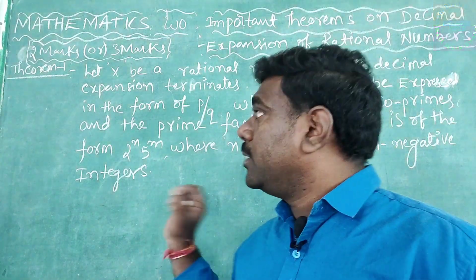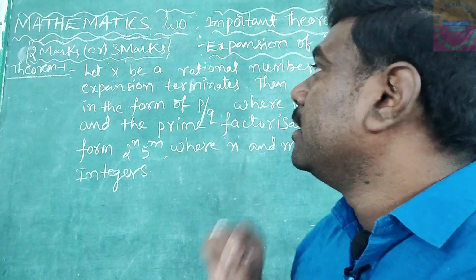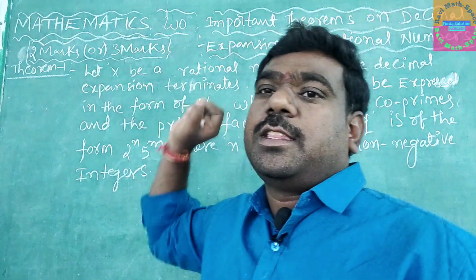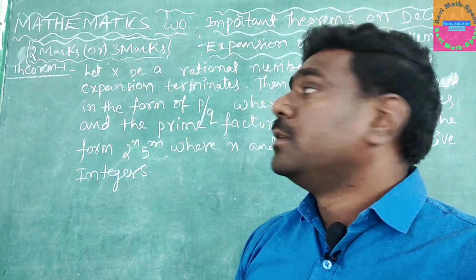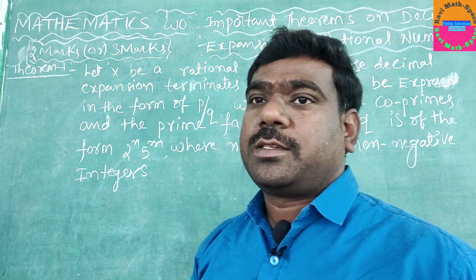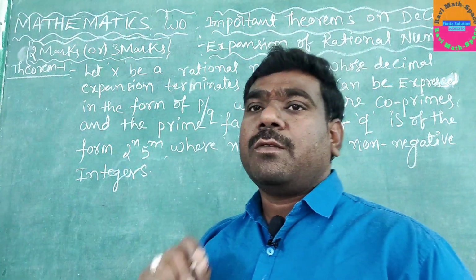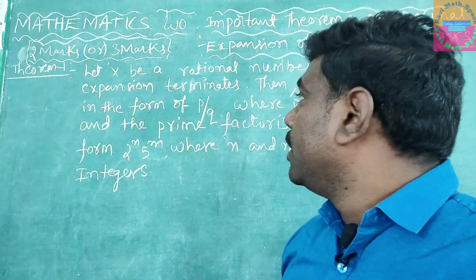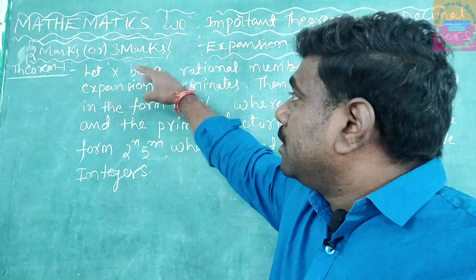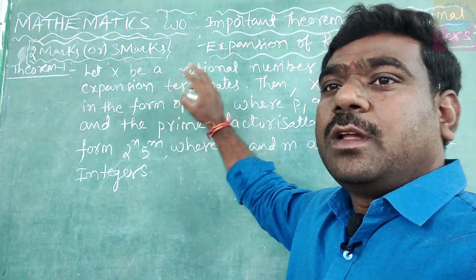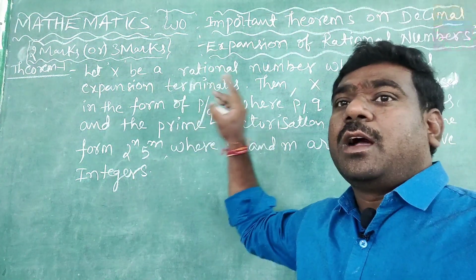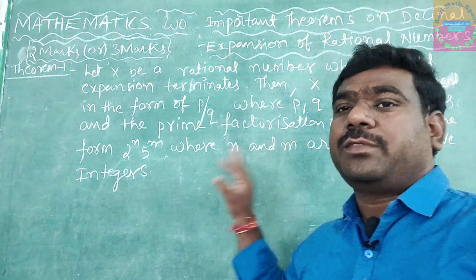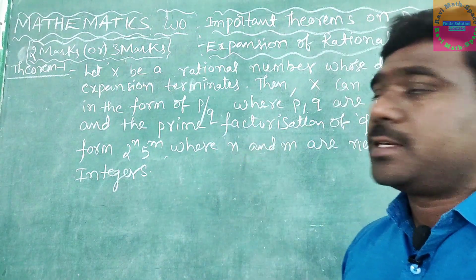If we learn these three theorems 100%, we will get minimum 2 marks or 3 marks in the examination. Now one theorem we are going to discuss very clearly and in detail. Observe carefully, read the theorem carefully and understand the meaning of the theorem. If you understand the meaning of the theorem, we can do problems very easily.